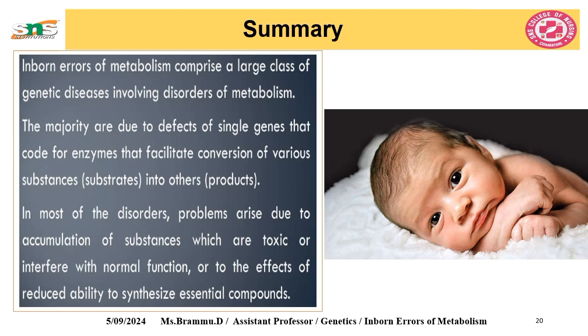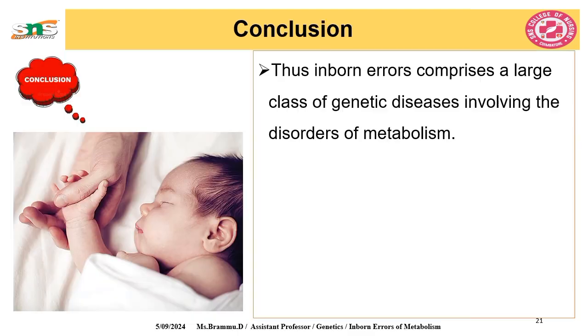To conclude the topic, there are many more inborn errors of metabolism. For example, porphyria metabolism, acute intermittent porphyria, or disorders of carbohydrate metabolism, like glycogen storage disease. So you have any number of these inborn errors of metabolism, but in this video I have just given the gist of the major inborn errors, how they are screened, and how they can be treated. To conclude, inborn errors of metabolism comprise a large class of genetic diseases involving disorders of metabolism.